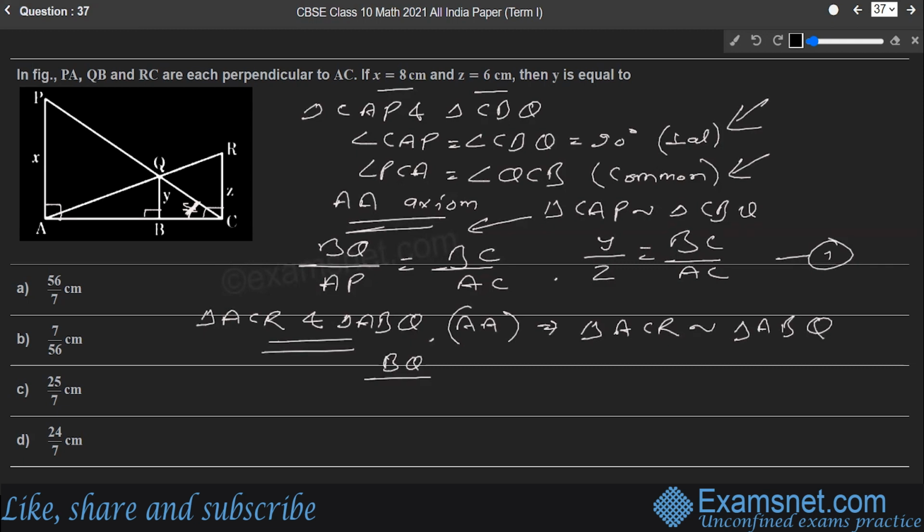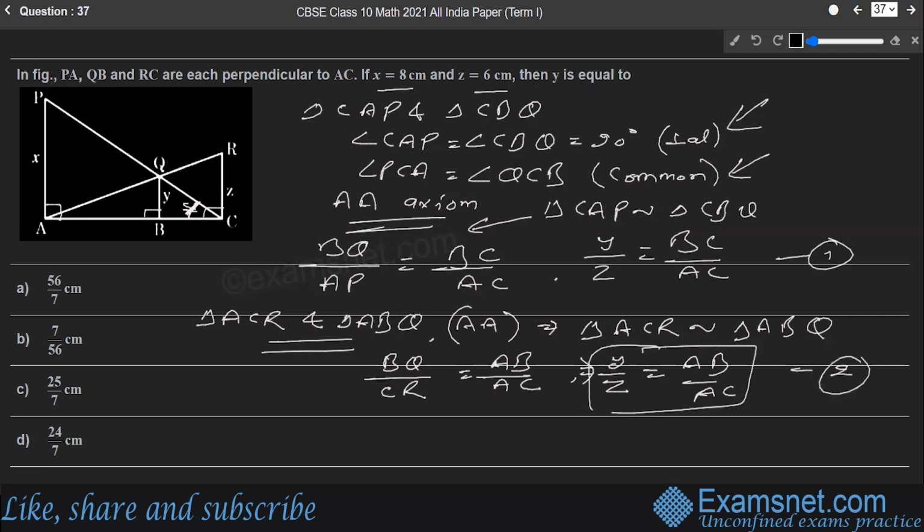So we can say BQ by CR is equal to the corresponding side ratio AB by AC. But AB by AC we already know is Y by Z. So Y by Z is equal to AB by AC, and we can write this as our equation number 2. We have already written equation number 1: Y by Z is BC by AC, and Y by Z is AB by AC. These two things we have written.